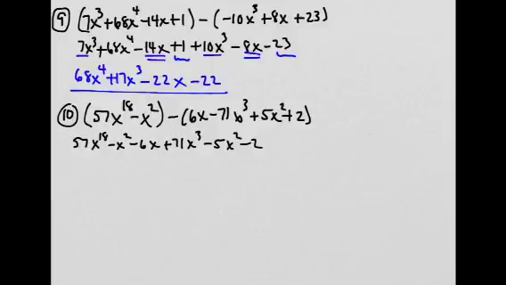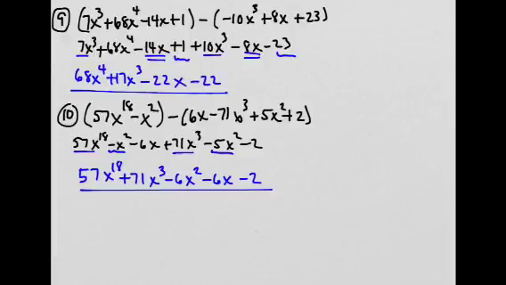Okay, so now we're going to get the highest degree, which is 18, and there's only one of them, so it's 57x to the 18th. The next one down would be cubed, and again there's only one of them, so it's plus 71x cubed. X squares, there are 2 of them, this one and this one. Negative x and negative 5 is negative 6x squared, and there's only one x, and there's only one constant. So there's the answer for number 10.